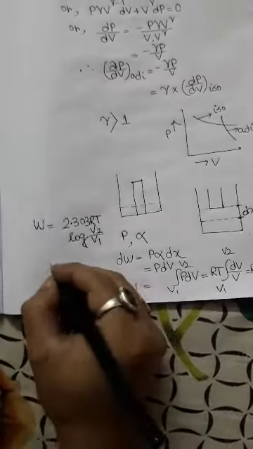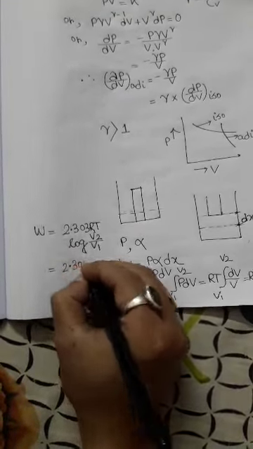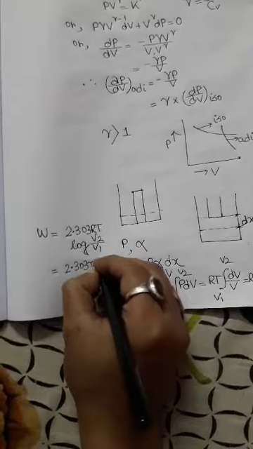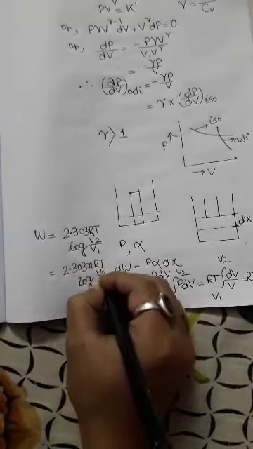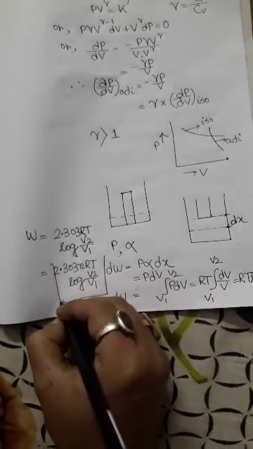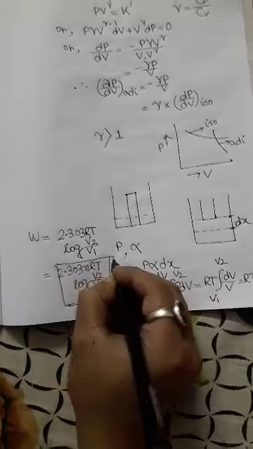And for n moles of perfect gas, we can easily write W equals 2.303 nRT log V2 by V1. So this is the formula for n moles of perfect gas.